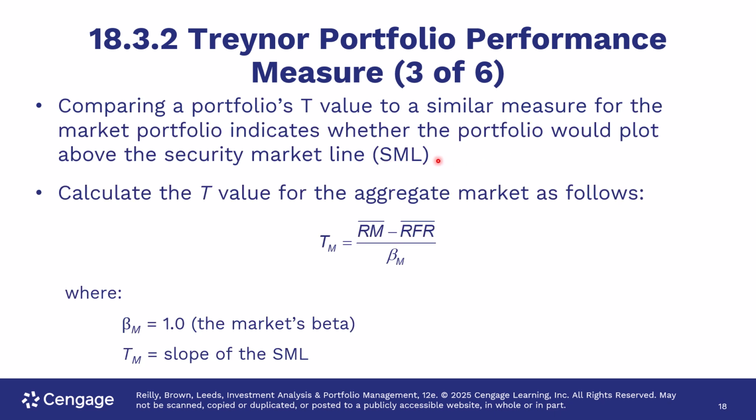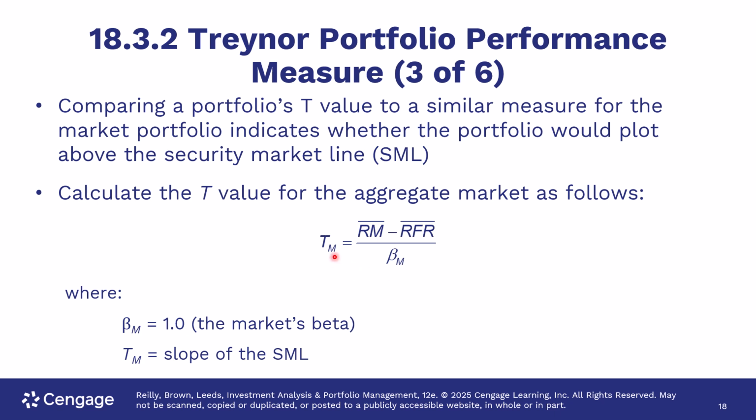These Treynor measures will now plot on the SML graph, because we're using beta as our risk measure, which is systematic risk. And if you remember from capital market theory, when we developed the SML, the x-axis was labeled risk. It was measured by beta, systematic risk, not sigma.